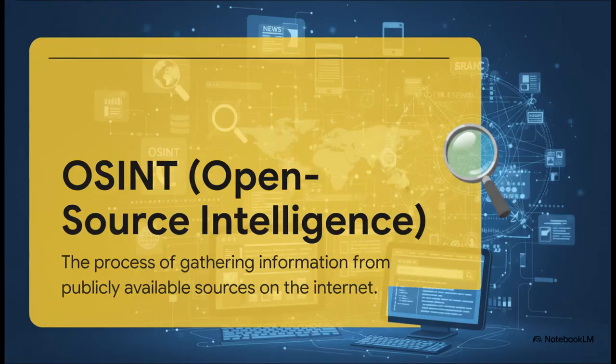Now, Phone Infoga is what's known as an OSINT tool, and OSINT, or open source intelligence, is really just a fancy way of saying we're gathering information that is already out there for the public to see. This isn't about hacking into private databases or anything like that. It's about being incredibly smart and efficient with searching what's already in the open.